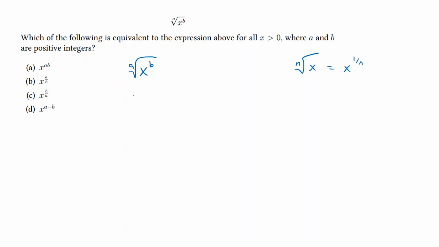Thus, we have that x to the b is being raised to the 1 over a power. Whenever you raise a power to a power, you multiply the powers. So we multiply b with 1 over a. This gives x to the b over a.